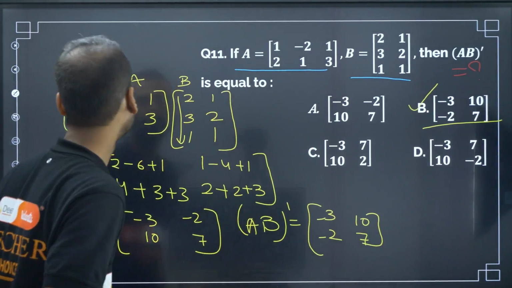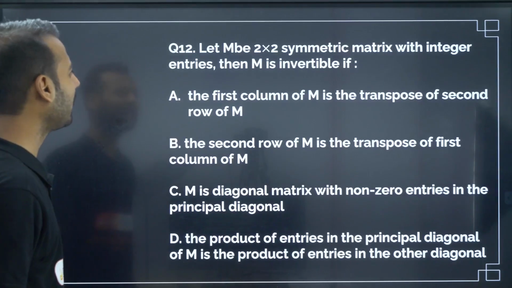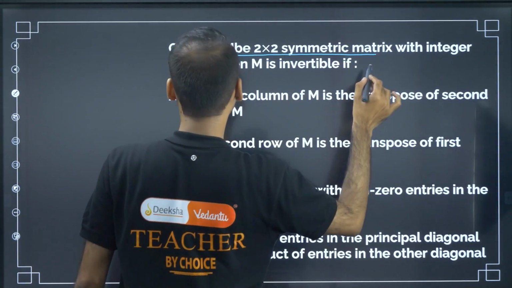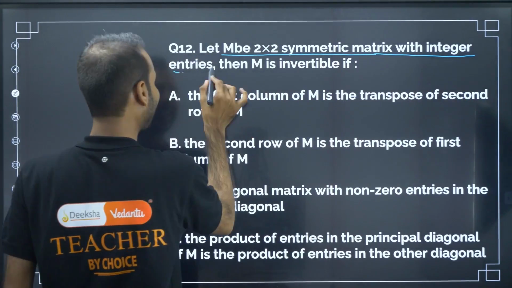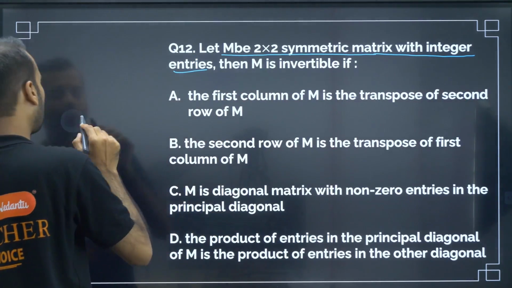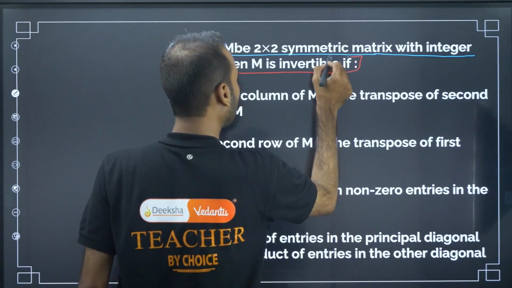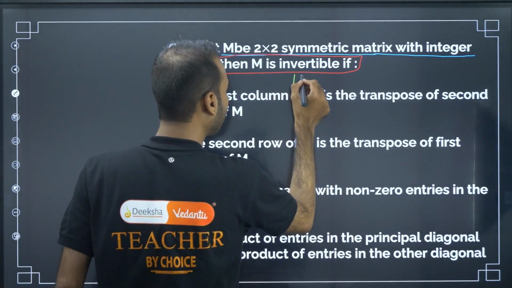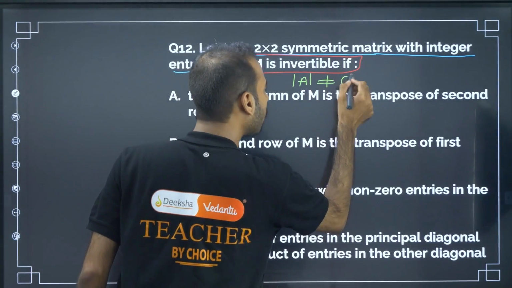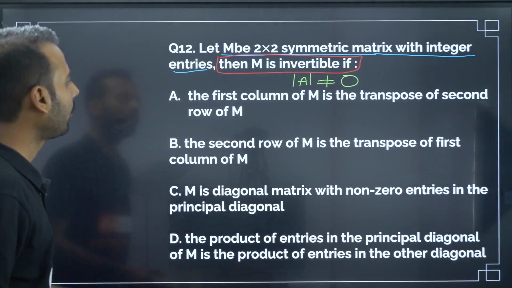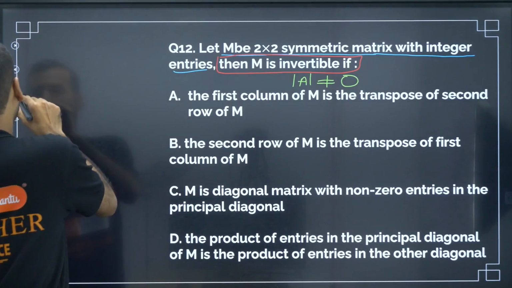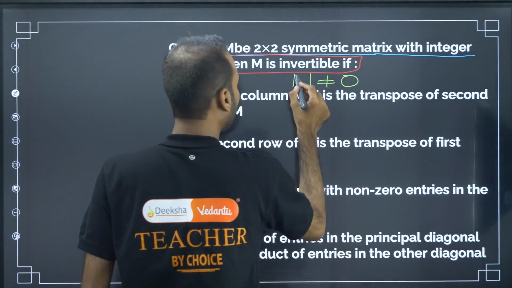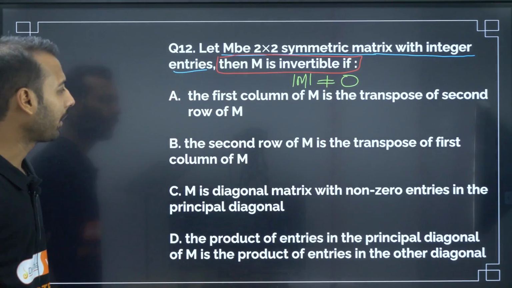Moving on to next question. Let M be a 2 cross 2 symmetric matrix. Some information they have given. Let M be a matrix with integer entries. Only integer entries. Then M is invertible if. What are they asking? M is invertible if. When do we say invertible? Invertible means determinant of A should not be equal to 0. Here M is invertible if determinant of M is not equal to 0.